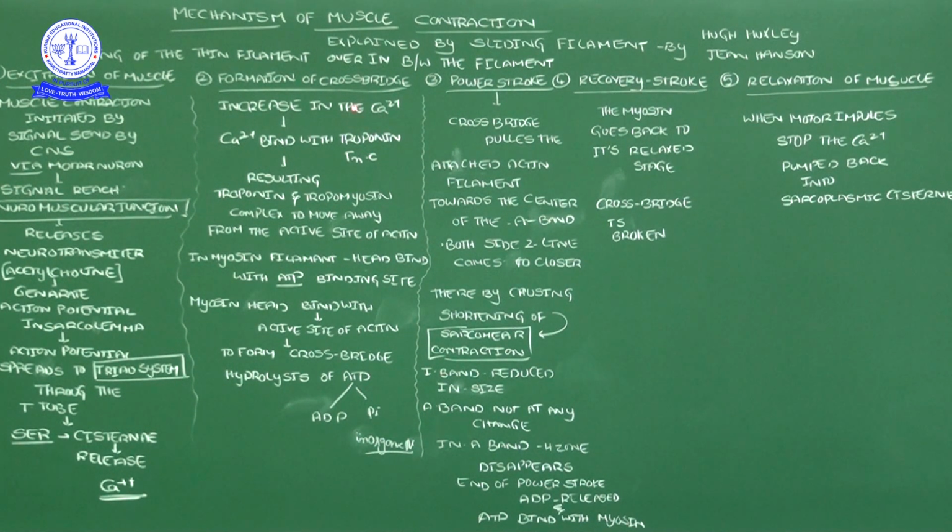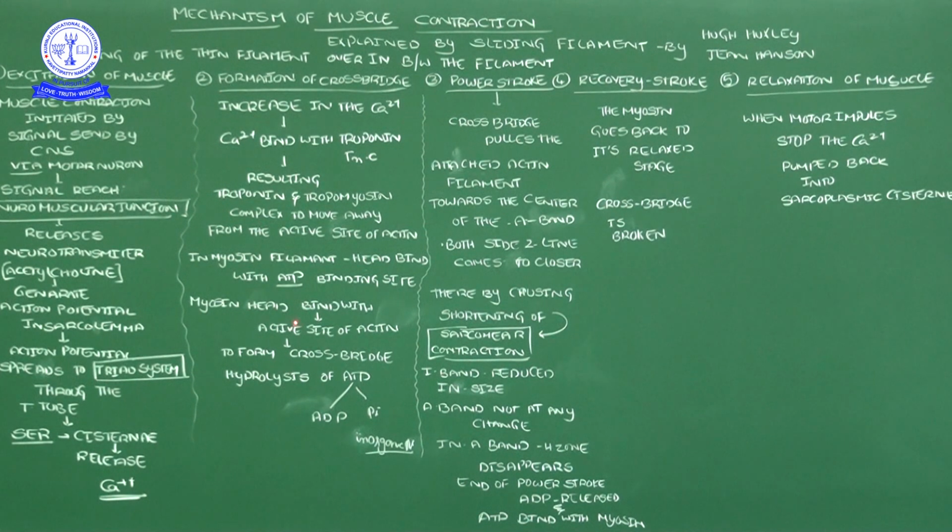The cross bridge formation is initiated by the calcium ions. Those calcium ions are released by the cisternae of the sarcoplasmic reticulum. The calcium ions bind with troponin, that is the troponin C subunit. As a result of this binding, the troponin-tropomyosin complex moves away from the active sites of actin. That gives myosin a chance to bind with the actin.